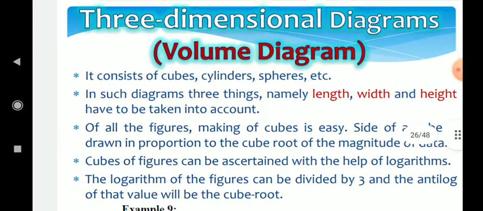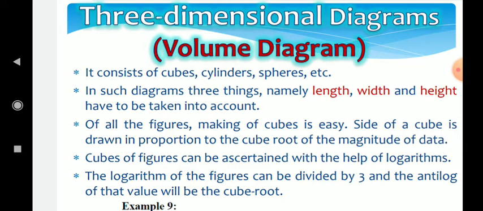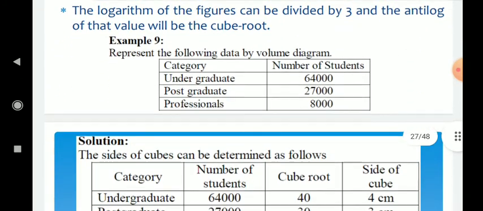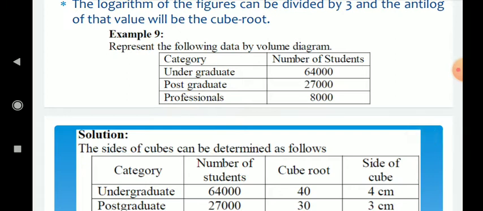The next one is the three-dimensional diagram, that is, volume. As the name suggests, three dimensions are important: along with length and breadth, you have height or depth also, and that is more important. Of all the figures, making cubes is very easy, so we generally use cubes. You can also use cones and others, but cubes are generally used because they are very easy to draw.